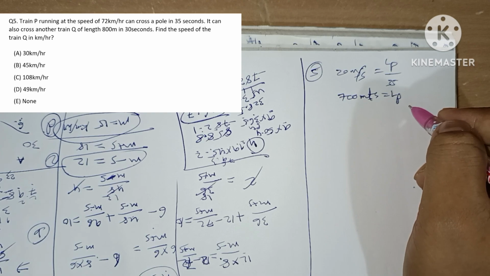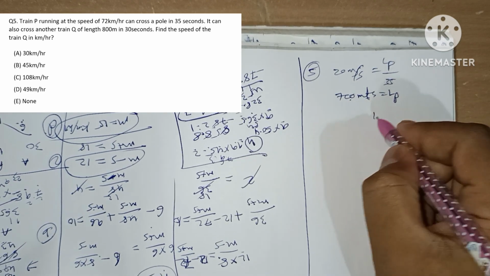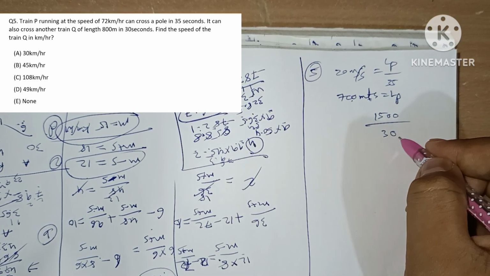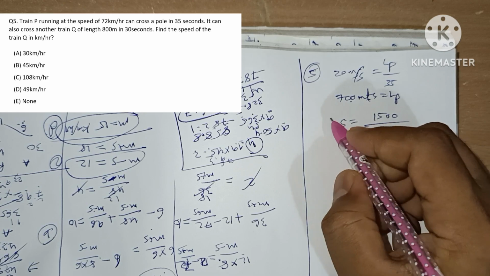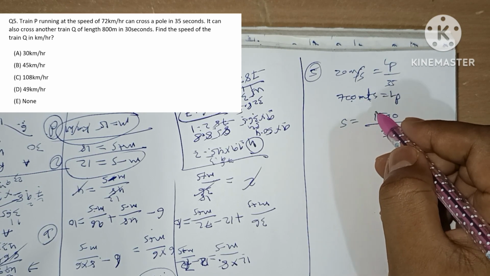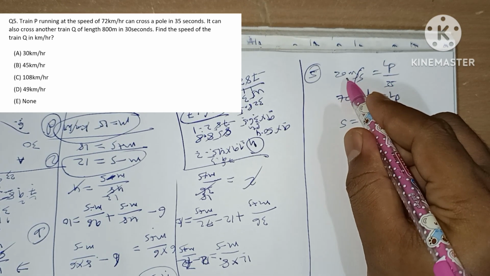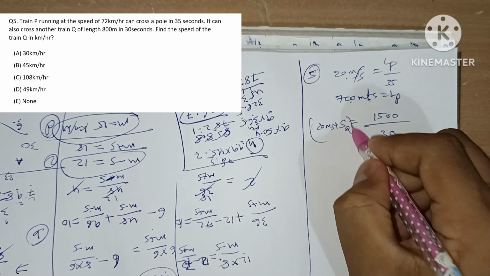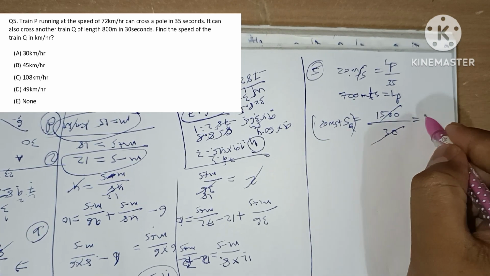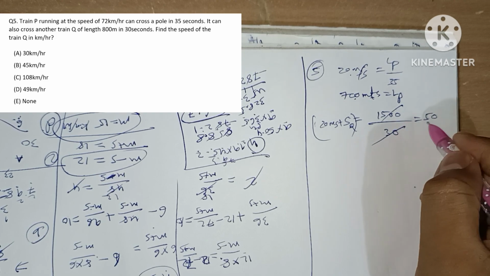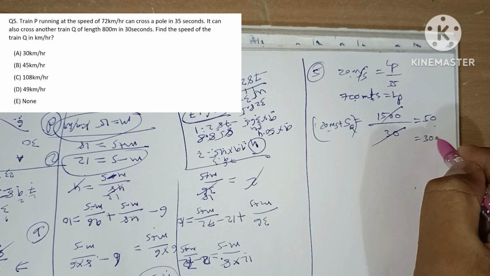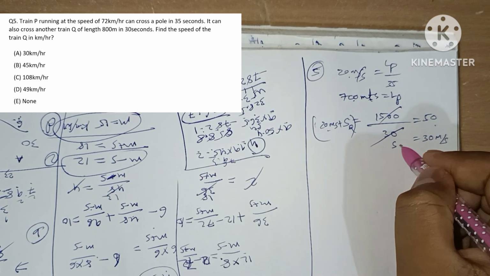It can also cross another train Q of length 800 meters. 700 plus 800, which will be 1500, which will be completed in 30 seconds. 30 seconds means it will be the speed of both when it is traveling in opposite direction. So speed of the first train is 20 meters per second plus speed of the train Q, we don't know. So this will be 50 meters per second. 50 minus 20, which will be 30 meters per second, is the speed of Q.